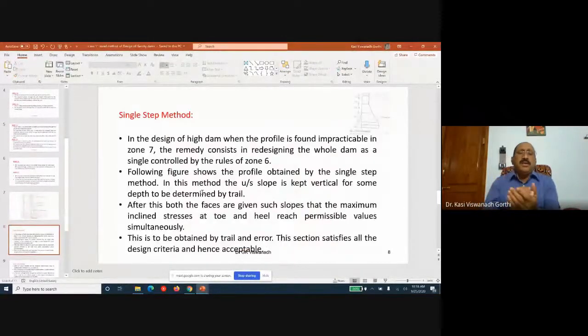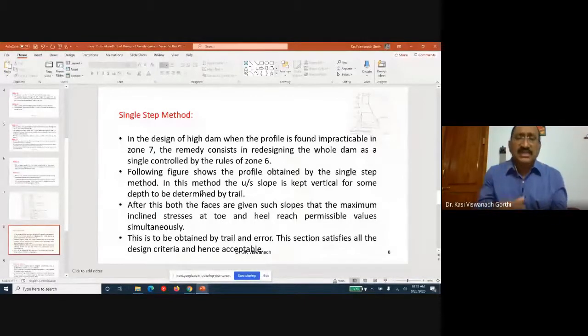So this is the simple zonal method. What we try to understand is that for each zone, we find the forces acting for the reservoir full and reservoir empty conditions, identify the resultant, and get the value of x bar. X bar is the point of application of the resultant force.